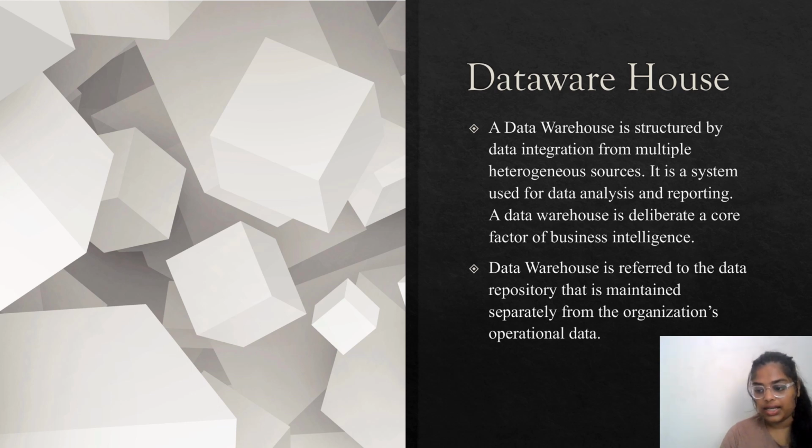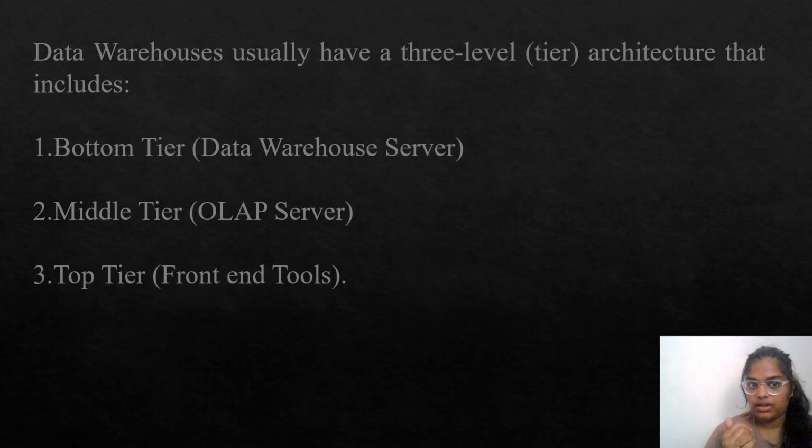Multi-tier data warehouse architecture. It is the architecture defined for a data warehouse. A data warehouse usually has a three-level tier architecture, which is also known as multi-level tier architecture. That includes three tiers: the bottom tier, middle tier, and the top tier. The bottom tier has the data warehouse server, the middle tier has the OLAP server, and the top tier has the front-end tools.